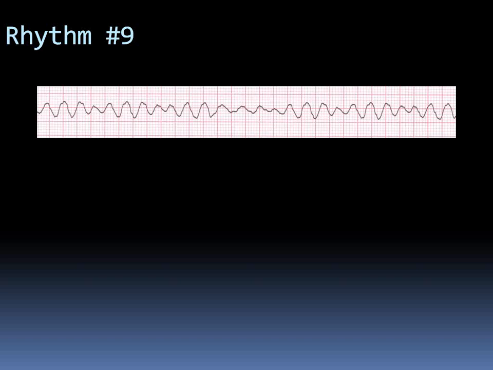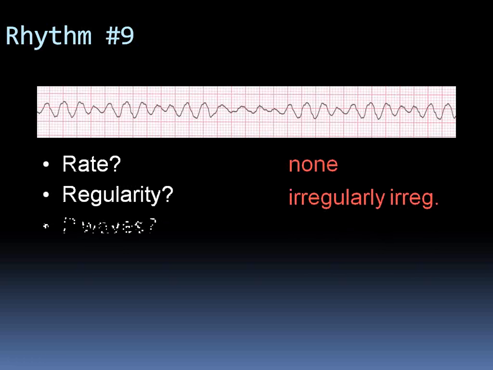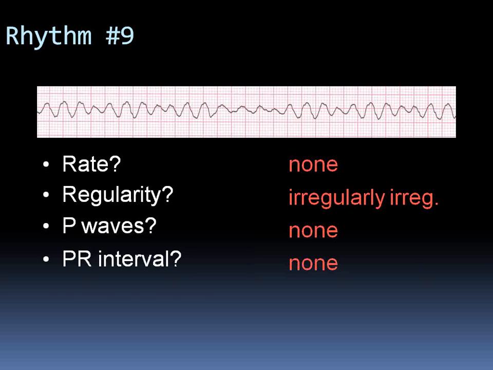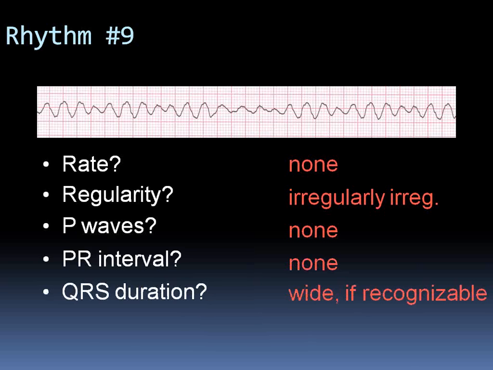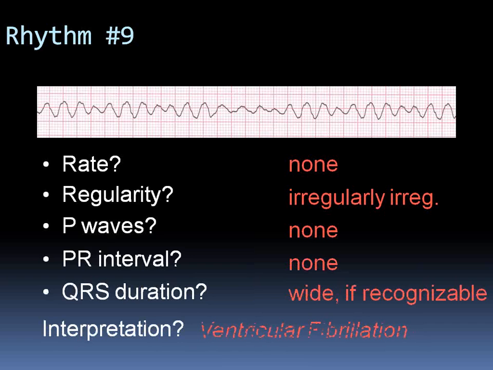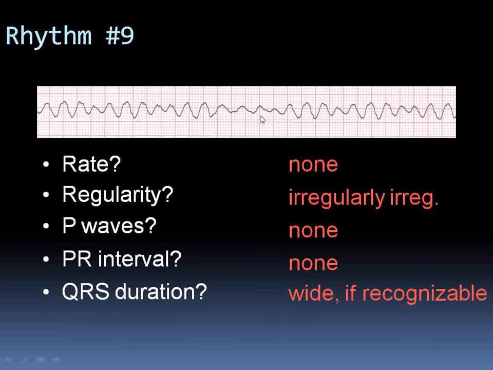Now these rhythm strips that I'm showing you, this one and the previous two, are actually from the ACRS exam, and you will see these very often. We cannot really comment on the rate because it is so fast. It is irregular. We don't see any P waves, and we cannot have a PR interval because there are no P waves. The QRS is extremely wide. The interpretation is ventricular fibrillation. This is a very dangerous rhythm to see on the rhythm strip, and the first thing to do when you see a rhythm like this is to shock the patient.